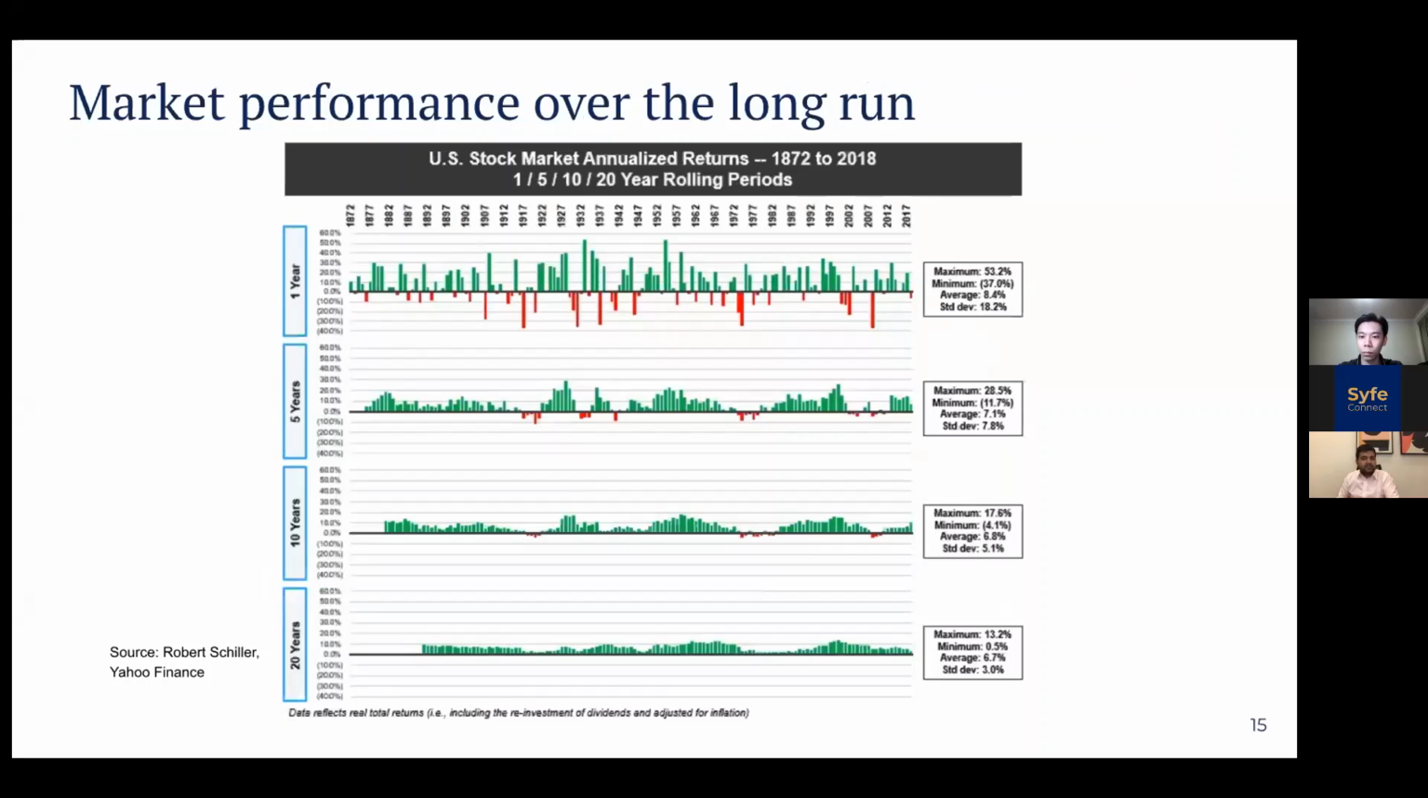Another chart that says this is this one. If you look at the first top bar, the green shows you positive years and the red shows you negative years. And this is the last 150 years of the US stock market.